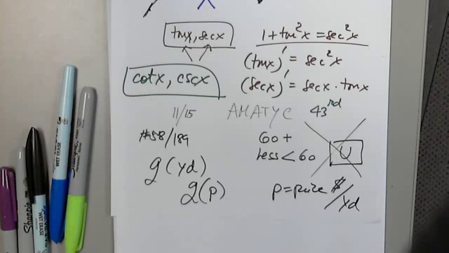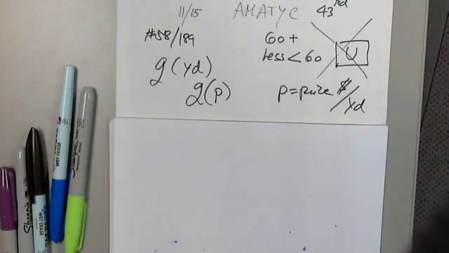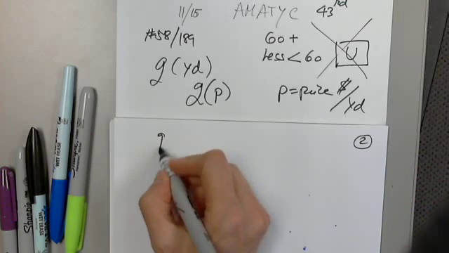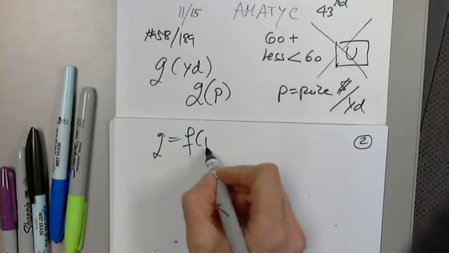Every time I read the problem, I make some notes. So far I know that I have a function that is Q. I know it's measured in yards. I know that Q depends on the price, and price is dollars per yard. That's what I know from the first sentence. So we can write Q equals a function of P.